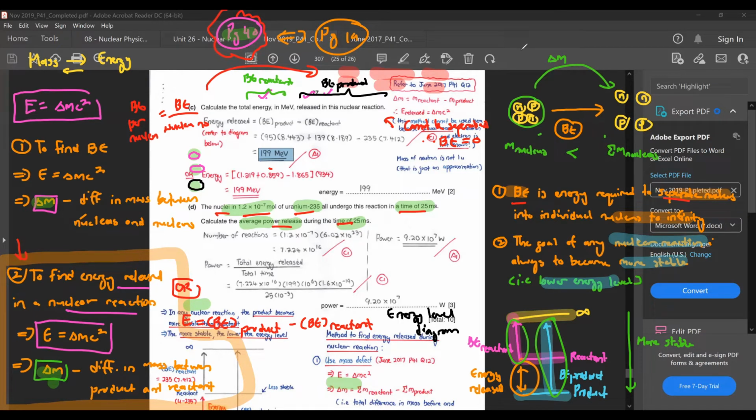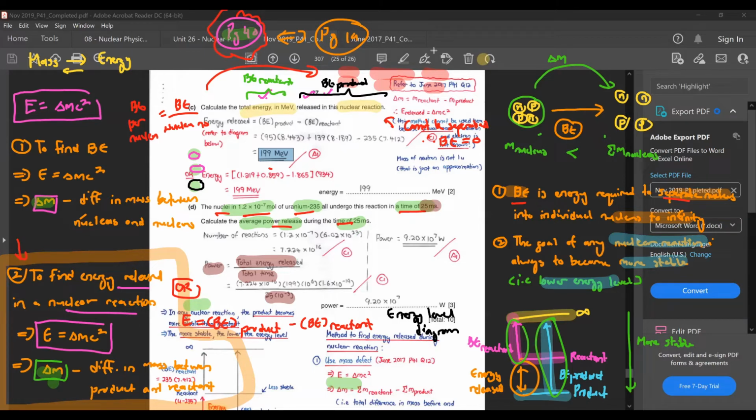Now, if you relate to what you've learned in AS physics, when we talk about power, power is strictly speaking defined as energy over time, or in your current case, total energy released over total time. Now, total time, you can easily see that it is 25 milliseconds. That's why it's divided by 25 times 10 power minus 3. But what about your energy release? Now, think about it. In your current case, you've already found the energy release in MeV during this nuclear reaction.